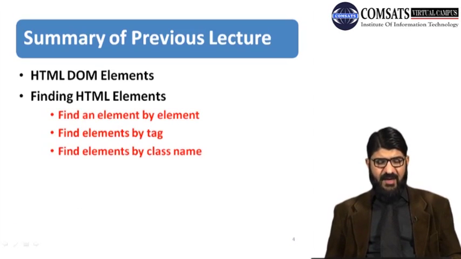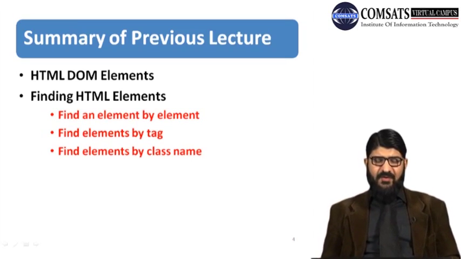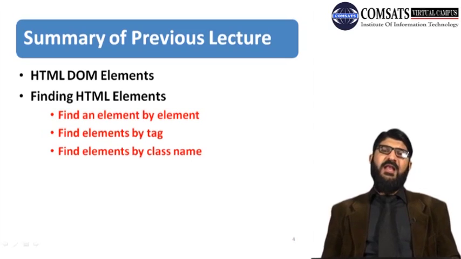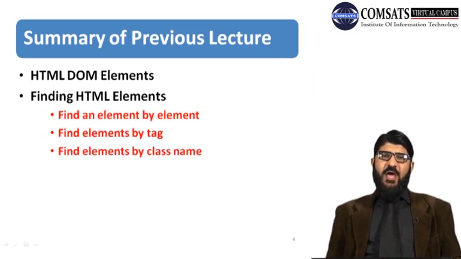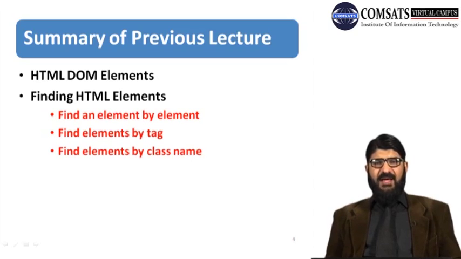Moving onward, we have discussed the HTML element finding process. We have seen that HTML elements can be found in different ways. The most common way to find an HTML element is by finding it by ID. The second way is finding an HTML element with the help of the tag. HTML tags are given as a parameter to the method getElementsByTagName, and the element can be found and then processed using the DOM with JavaScript.